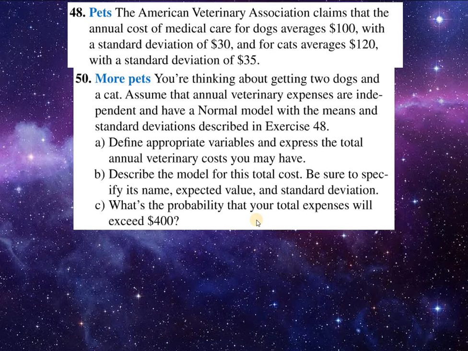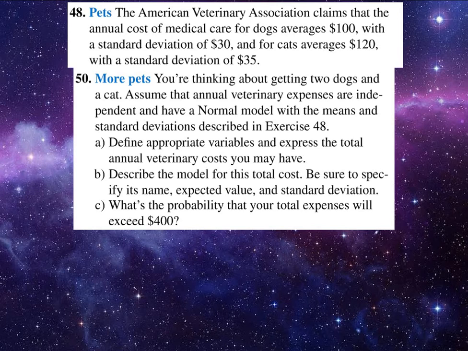Okay, so for problem number 50, the first thing you need to see, and this problem is very nice because it's actually telling you to define everything. Typically for a problem like this, it would go straight to C and say, what's the probability your total expenses exceed 400? But unless you do A and B, you will not get credit for C. So what does that look like?